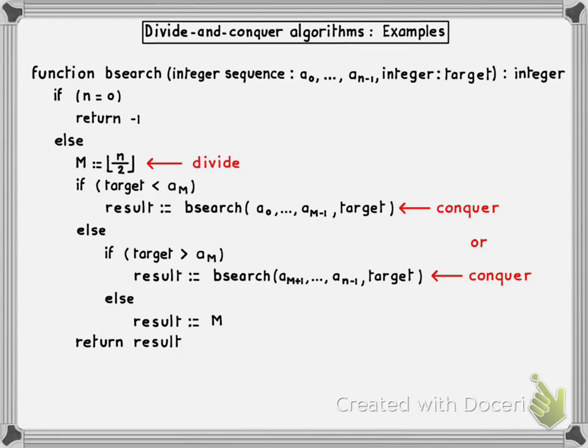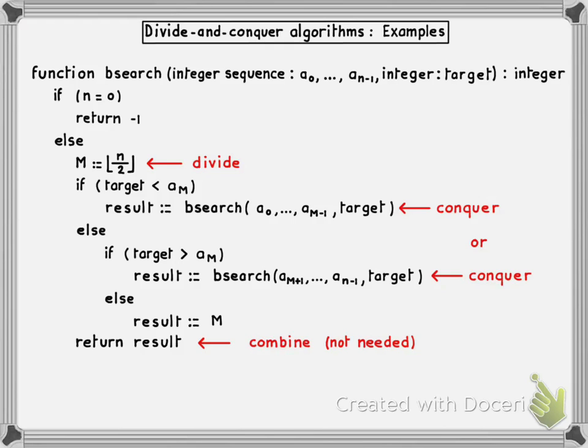And then the last step is to combine these solutions to produce a final answer to the original problem. In this case, the combine step is basically skipped because there is no need to combine the solutions to the easier problems, because there's only one easier problem. It's either this one or that one. And so there's nothing to combine because the solution to the easier problem is actually a solution to the original problem.